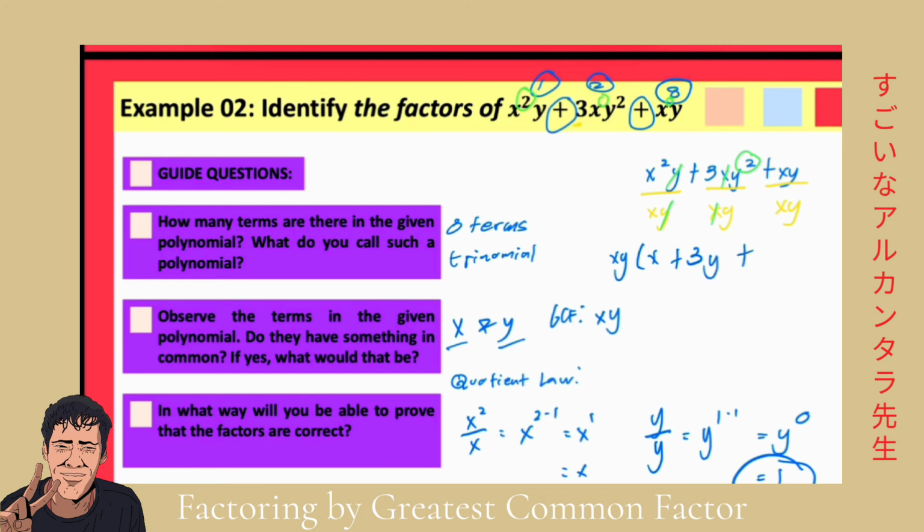And this is the one thing that I mentioned earlier. Since this is xy divided by xy, xy is being divided by itself, this is automatically equal to 1. So no need to overcomplicate things. This is our final answer for this given: xy times the quantity x plus 3y plus 1. So that is our final answer for this example.